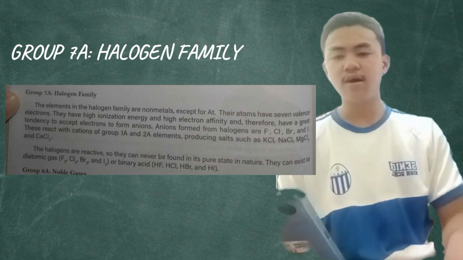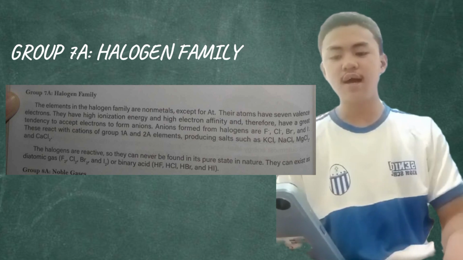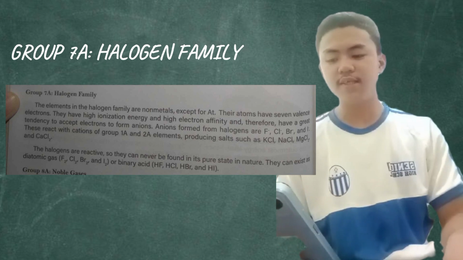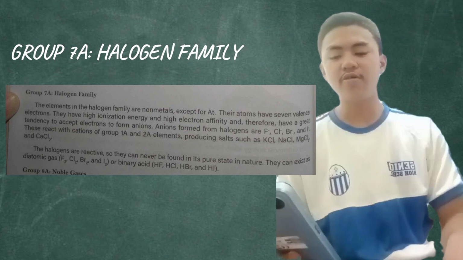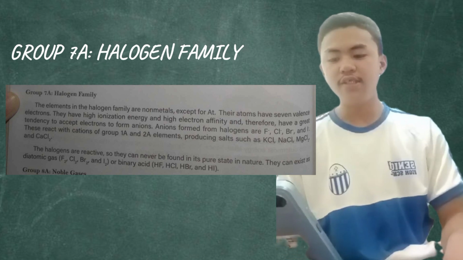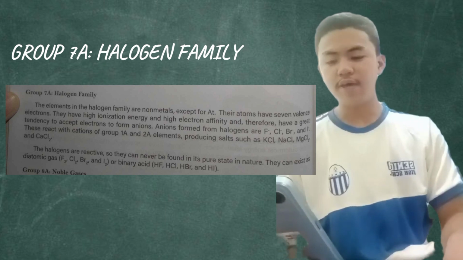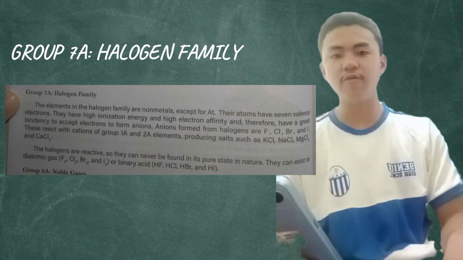halogen family, so ang elements sa halogen family kay nonmetals, tas ang ilang atoms is naa sila 7 valence electrons, tas high ang ilang ionization energy o electron affinity. So na sila great tendency na mag-accept og electron energy dun para maka-form siya og anion. So ang anion sila is naka-form from halogens such as si fluorine, chlorine, bromine ug iodine.